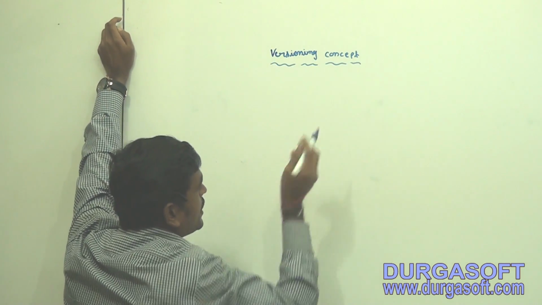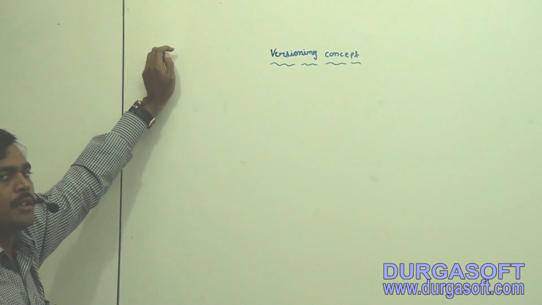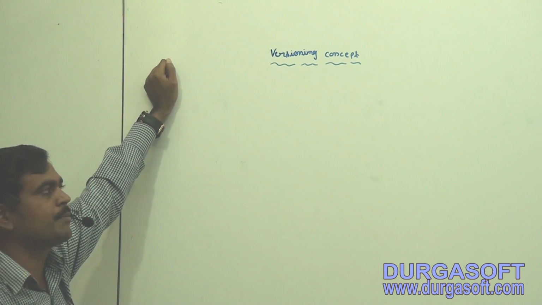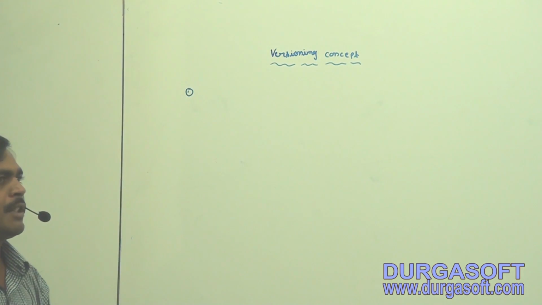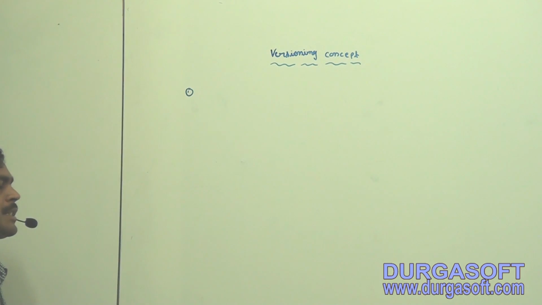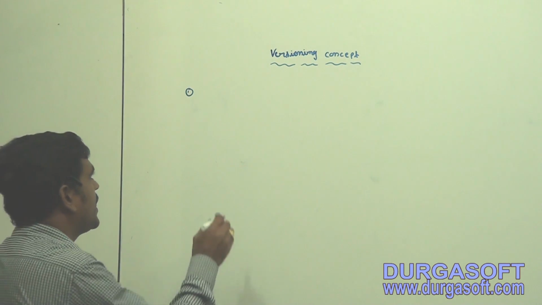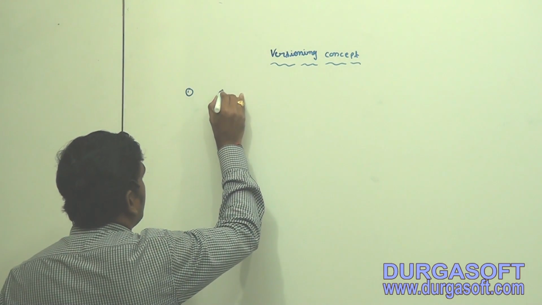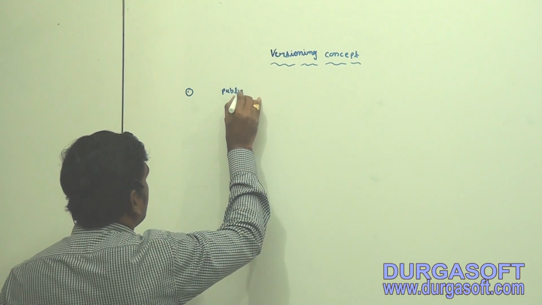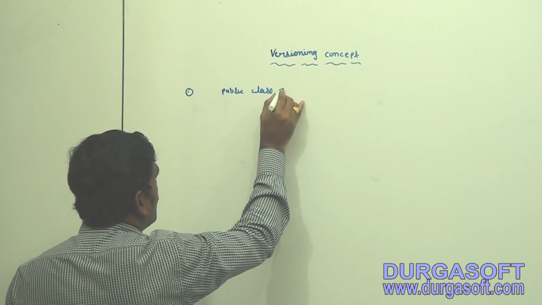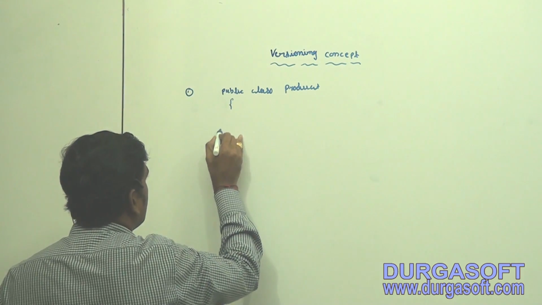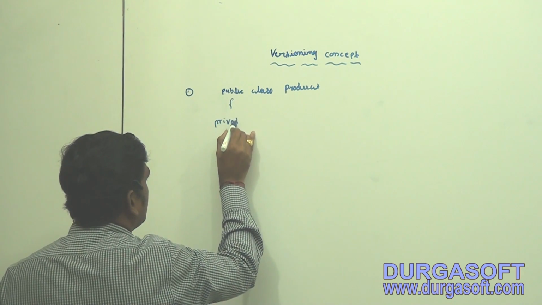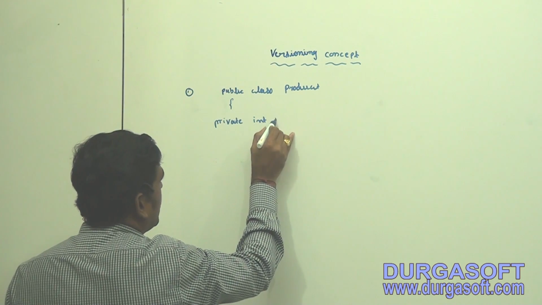If we want to apply the versioning concept in our application, we have to make two modifications. Number one, in our POJO class, along with our properties, we have to take one more extra property, an integer. It is like this: public class Product. Under that, private int productId.